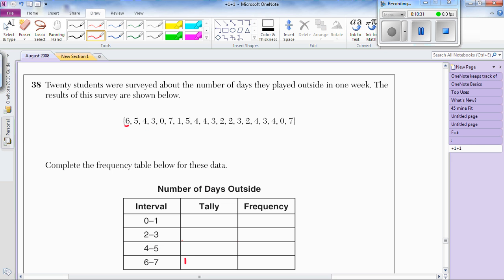Six, 5, 4, 3, 0, 7, 1, 5, 4, 4, 3, 2, 2, 3, 2, 4, 3, 4, 0, 7. So 3, 7, 7, 3.